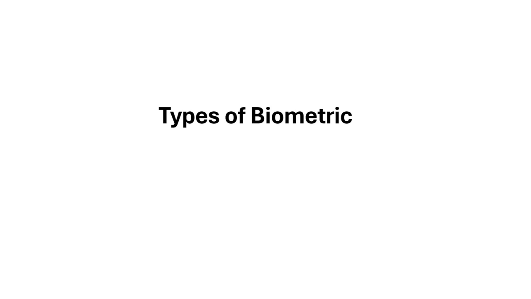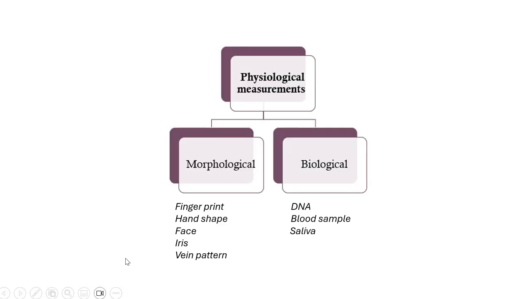Hello everyone. Here we are going to discuss the types of biometric systems. We know very well that biometrics give additional security compared with our traditional systems. So what are the types of biometrics we can use? Mainly, biometric systems are divided into two different types. One is physiological measurement and the other is behavioral measurement.